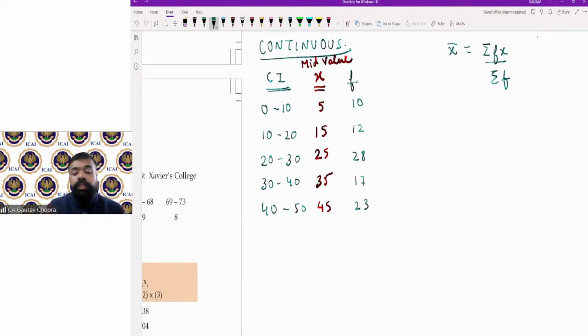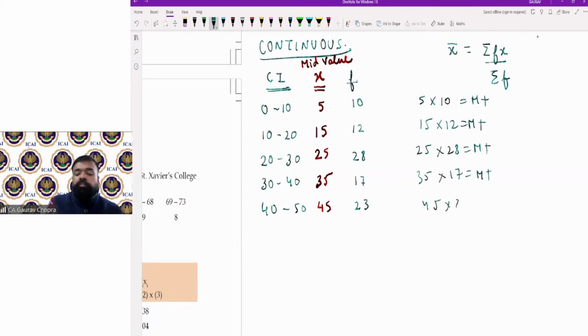Now, the next step is solve this on your calculator as we have discussed now. So 5 multiplied by 10, put into memory. 15 multiplied by 12, memory. 25 multiplied by 28, m plus. 35 multiplied by 17, m plus. 45 multiplied by 23, m plus. Now, MRC divided by the total.